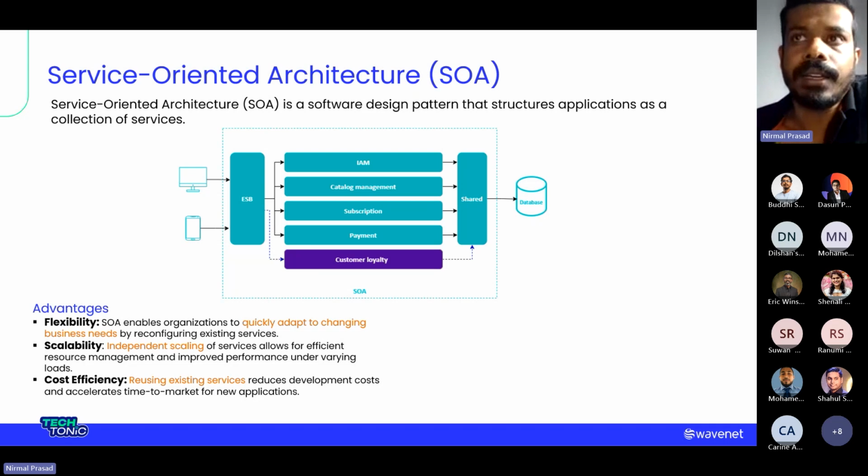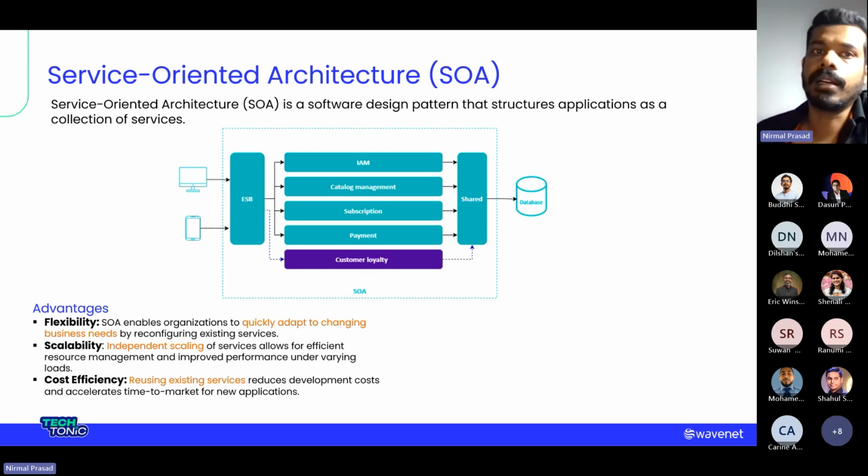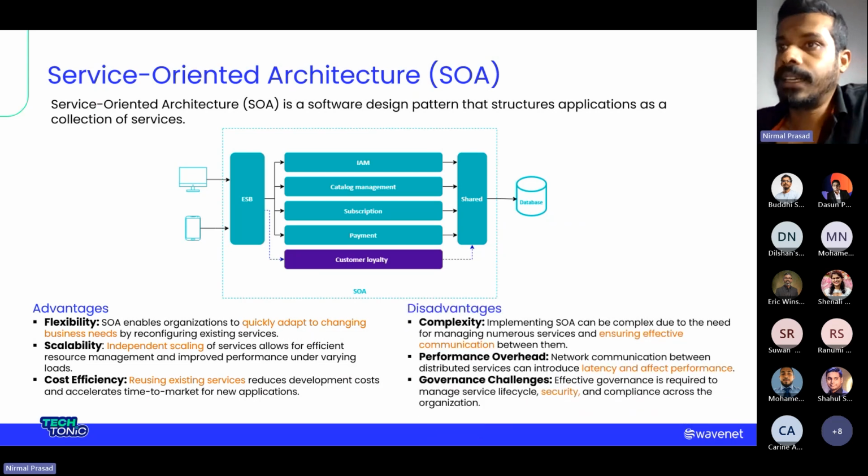And I think scalability is there anyway, since it's a kind of layered architecture. Each service layer you can scale independently. And we can reuse the existing service for other products or projects. So that is also there. And the disadvantage of this kind of architecture is complexity.